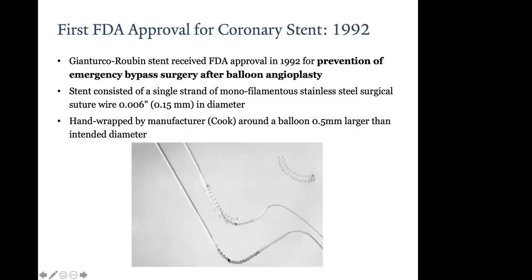The first FDA approval for a coronary stent was actually the Gianturco-Rubin stent, which was specifically for this indication of preventing emergency bypass surgery after balloon angioplasty. This stent developed by Gary Rubin was a suture wire that was wrapped on a balloon that was 0.5 millimeters larger in diameter than the intended diameter of the stent. So you can see it's almost like a spring that was effective for this one indication that it was approved for.